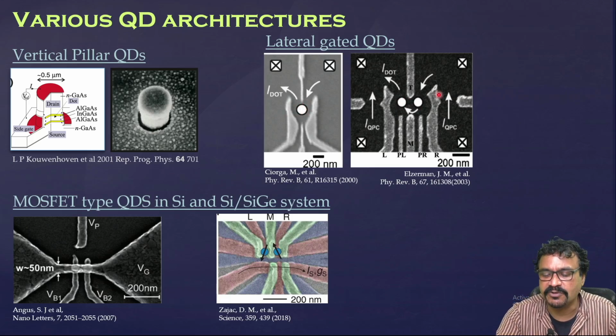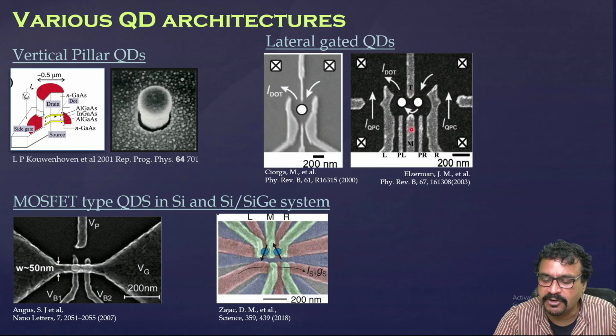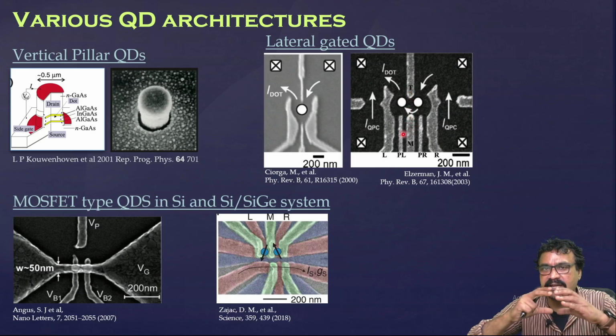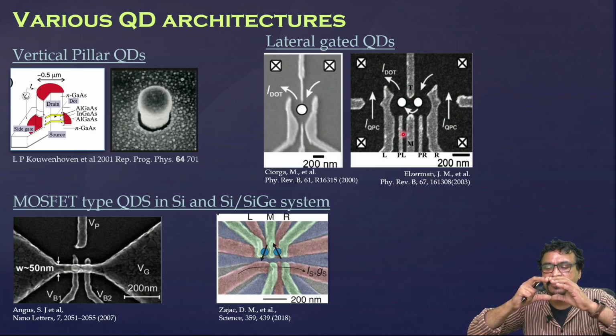Similar, that is what is happening here also. If you don't use a lot of voltage on these two gates, then this will be a very large quantum dot. Once you make the voltage on T and M more negative, then you will split this electron pool in two. Okay, that's what you are going to do.